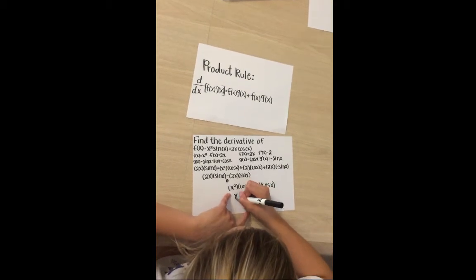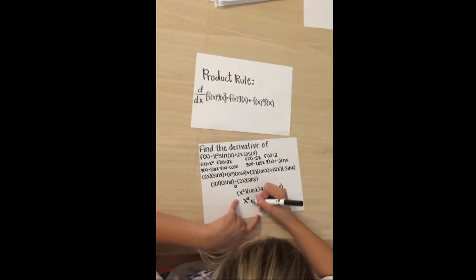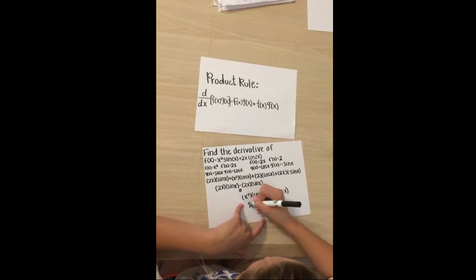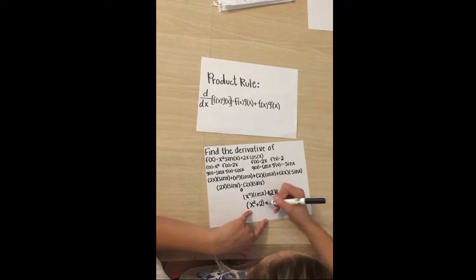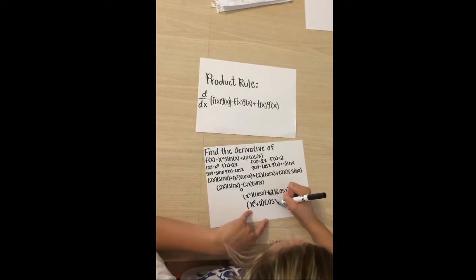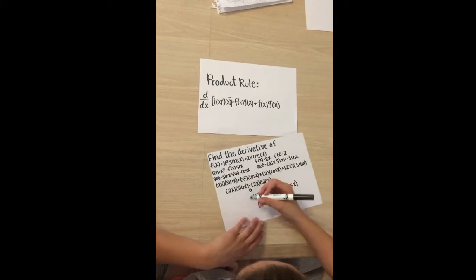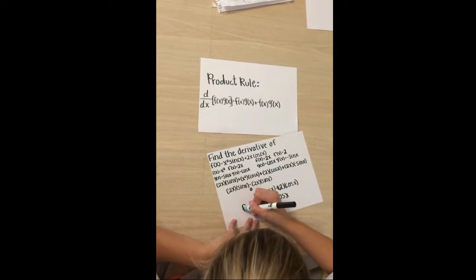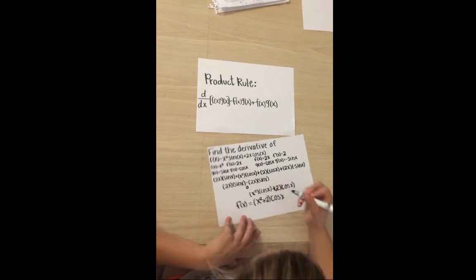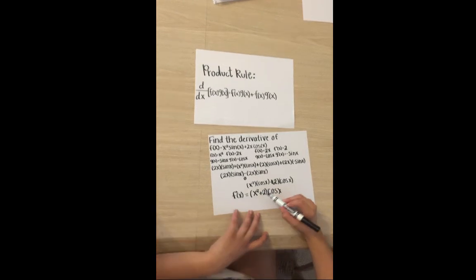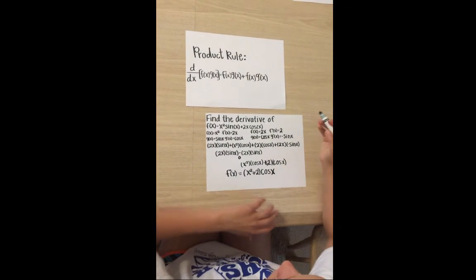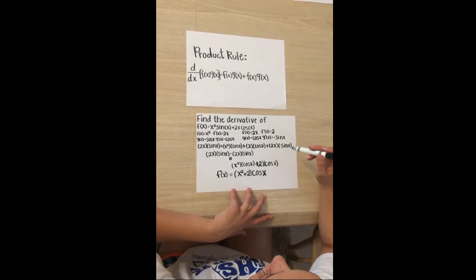So we're going to make it an x squared plus 2, and put parentheses around here, and make this a cosine x. So we have the derivative of f of x is going to equal x squared plus 2 times cosine x. This is how you do the product rule.